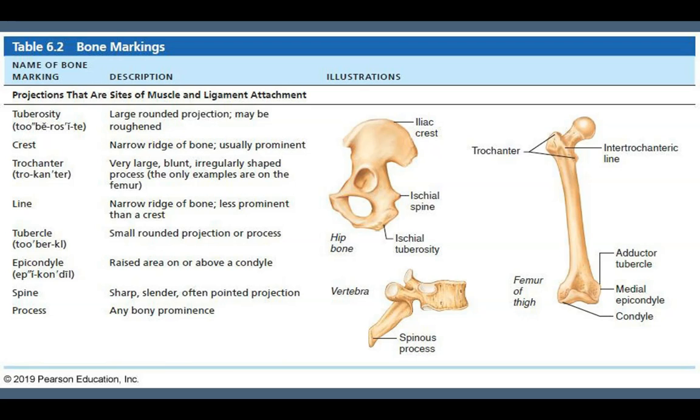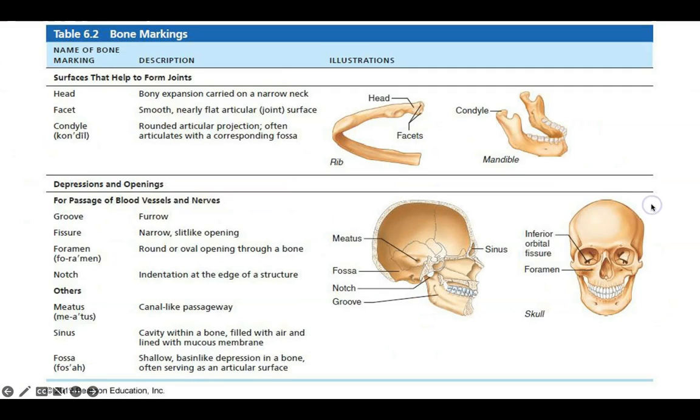So for instance, projections might be named things like tuberosities or crests, trochanters, lines, tubercles, epicondyles, spines, or even processes, depending on where you're looking in the body. We can see these surfaces that help to form joints. Those include heads, facets, and condyles. So here we can see the condylar process on the mandible.